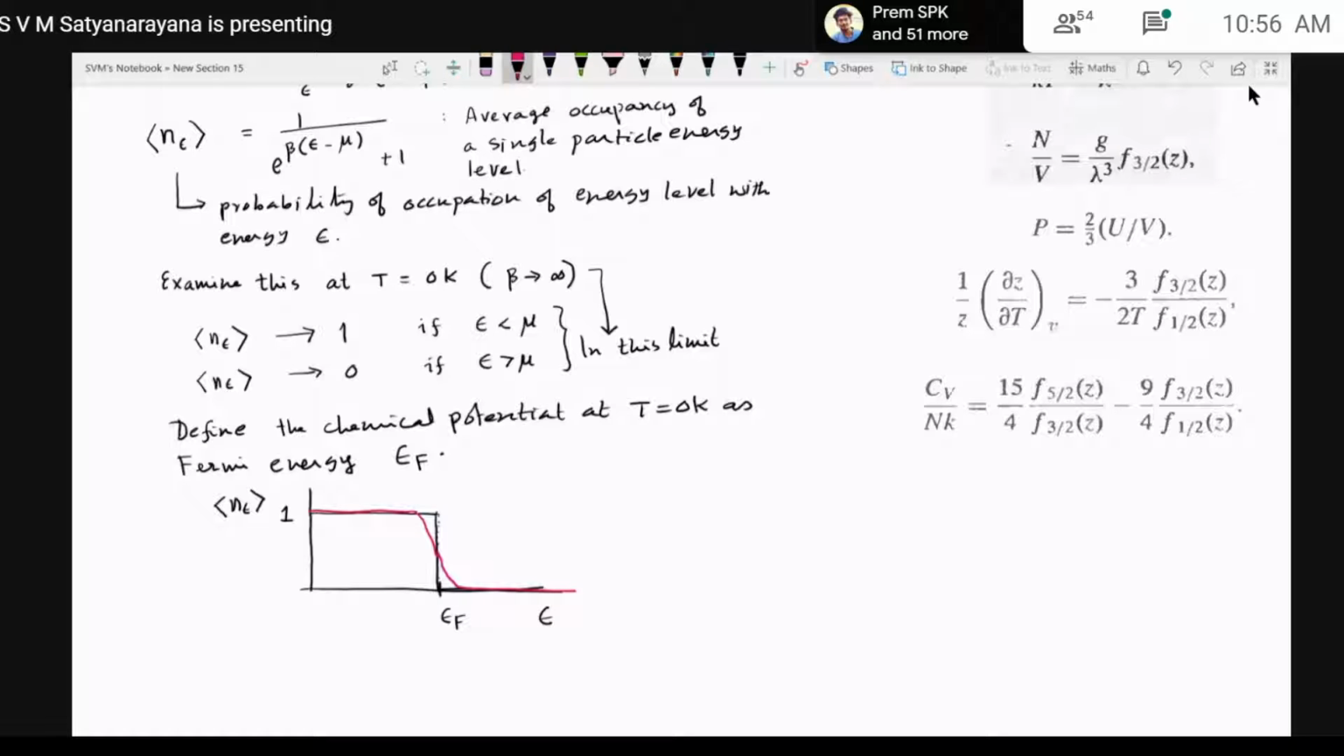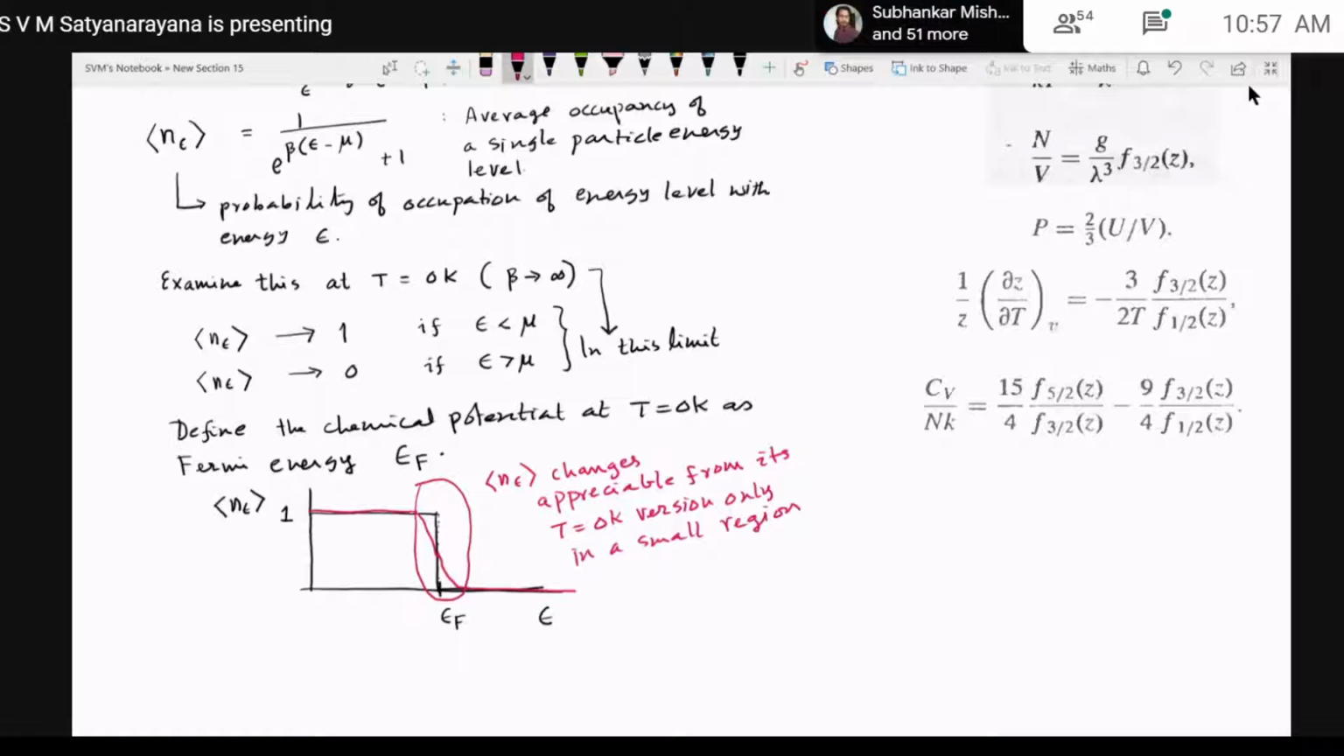So there is going to be some small region, which I may just represent like this, around which there will be some change. So n epsilon changes appreciably from its T equal to 0 Kelvin version only in a small region around epsilon F.